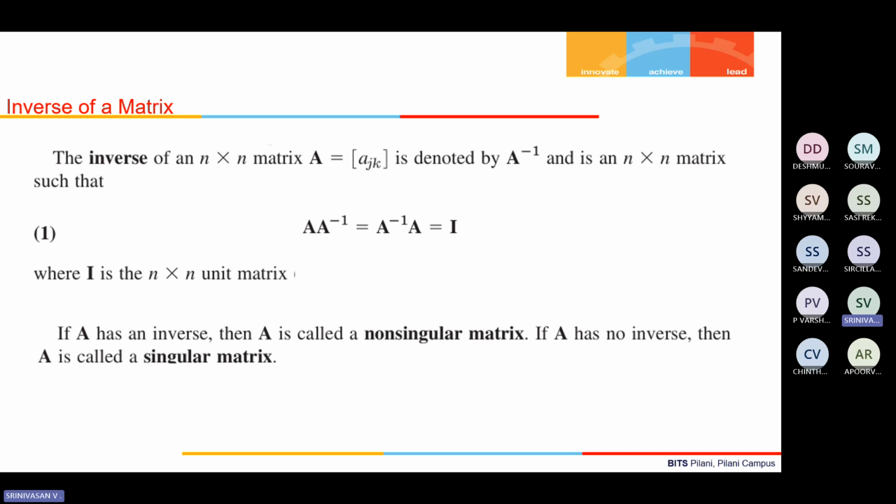Suppose you have a matrix of order 3 by 3, then A inverse will also be of order 3 by 3, and I is your unit matrix of order 3 given by 1 0 0, 0 1 0, 0 0 1. Again, remember that for the unit matrix, only the principal diagonal elements are 1 each. Other elements are zeros. So if A has an inverse, A is called a non-singular matrix because it is possible only when determinant A is non-zero. So it is a non-singular matrix, otherwise a singular matrix if determinant is 0.